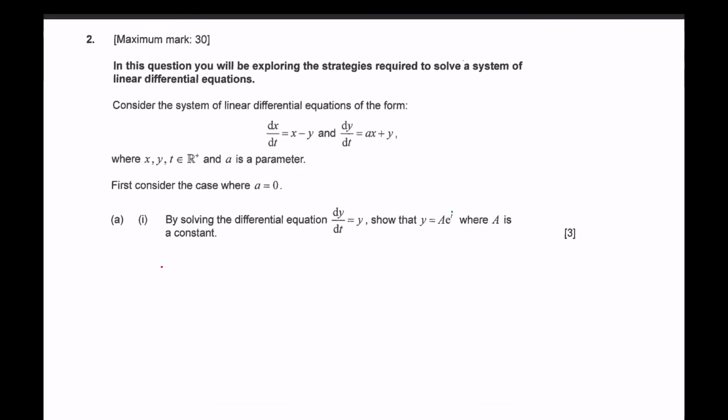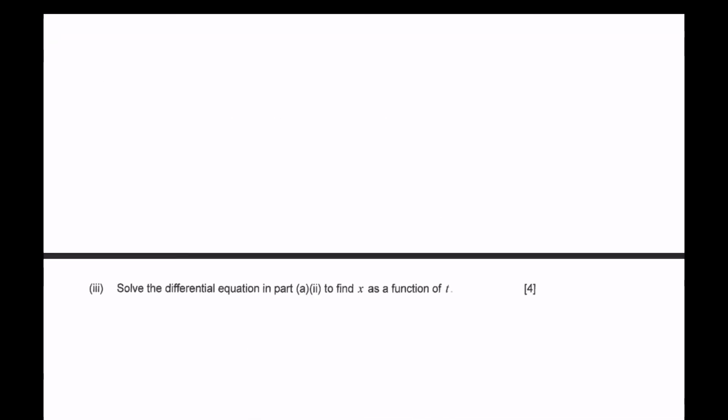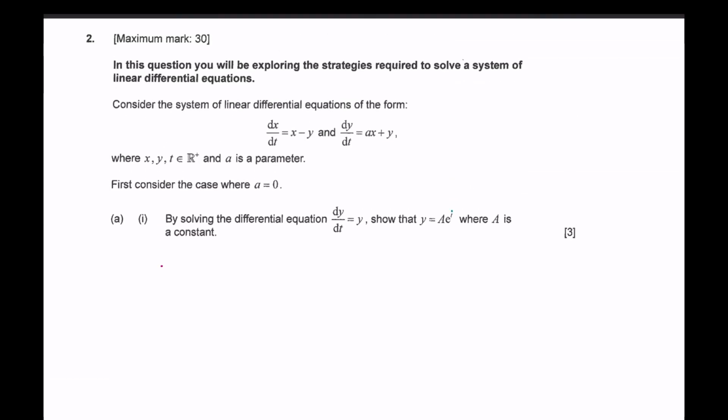Moving on to the next question. Here you will be exploring strategies required to solve a system of linear differential equations. So we are given two differential equations where x, y, t belong to the positive real domain, while a is a parameter. Now they have given us cases where a equals 0, then a case where a equals minus 1, etc., and using these cases we have to solve the differential equation in each case.